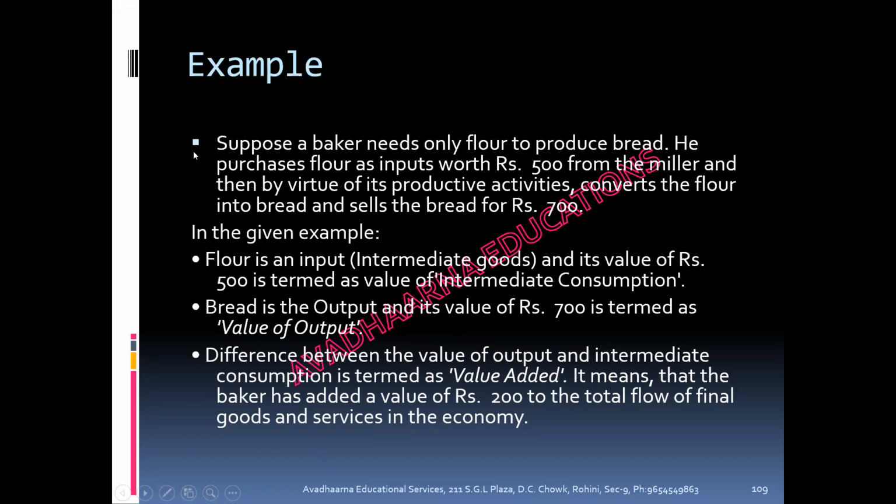Now let's take an example, and with the help of an example, we'll see what we mean by this value addition. Suppose a baker needs only flour to produce bread. He purchases flour as input worth rupees 500 from the miller, and then by virtue of its productive activities converts the flour into bread and sells bread for rupees 700. Now in this example, flour is an intermediate good, it's an input, it's a raw material used by the baker for the bread.